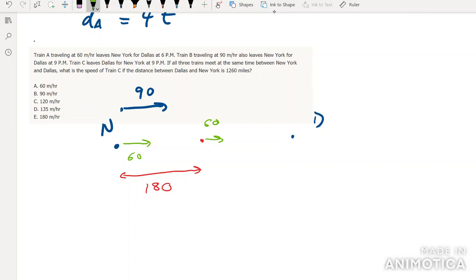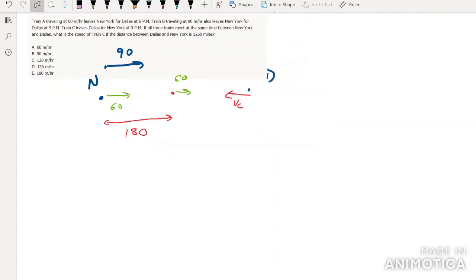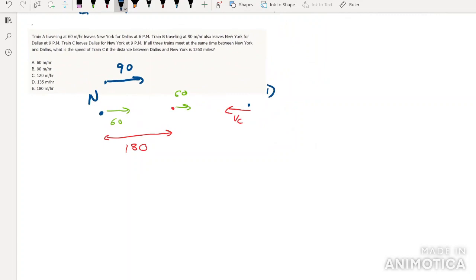Train C leaves Dallas for New York at 9 p.m. Okay. And so C is going now this way at VC. If all three trains meet at the same time between New York and Dallas, okay, well, we can first of all work out when trains A and B meet. This guy's B, this guy's A. So VREL, the relative velocity of A and B, is just that B is gaining on A at a speed of 30. He's got 180 miles to catch up. So that's going to take him 180 over 30, or in other words, 6 hours.